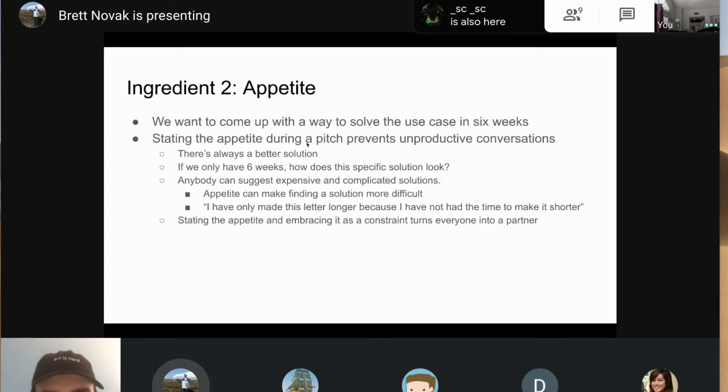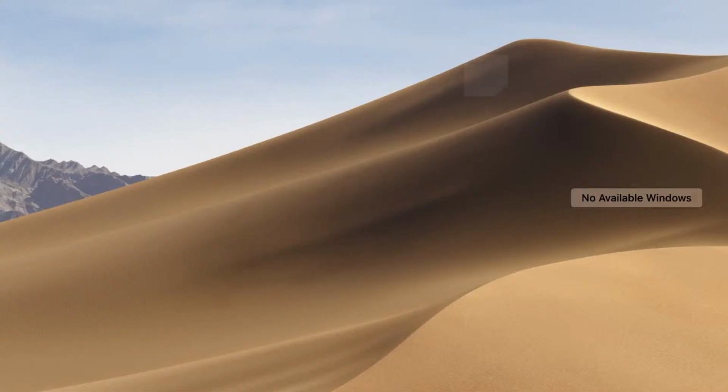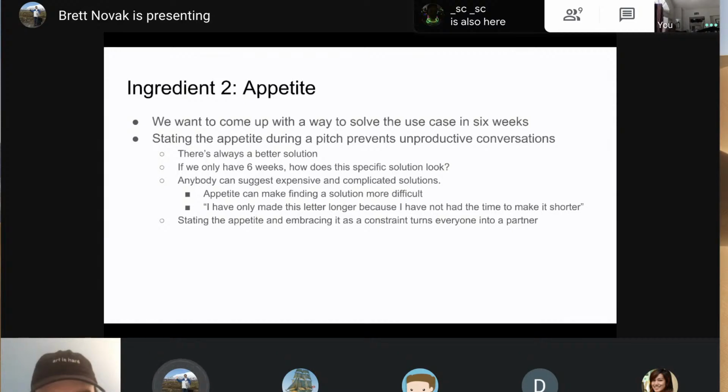All right, ingredient number 2, the appetite. We want to come up with a way to solve this problem use case within 6 weeks. I love this section because this is the way I look at the majority of the things that I work on. Stating the appetite during a pitch prevents unproductive conversations. The reason I say it's the way I look at things is there's always a better solution. And if we only have 6 weeks, we're trying to look at how this specific solution fits within 6 weeks.